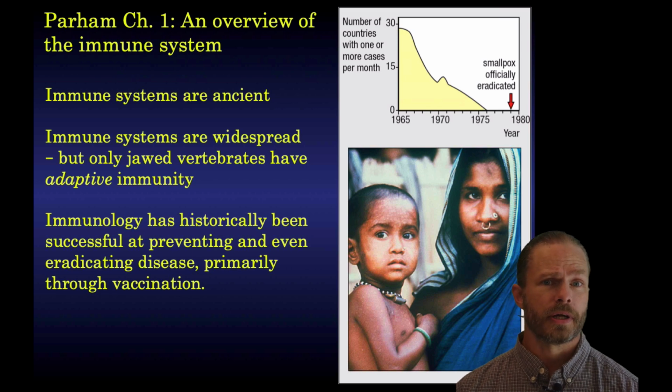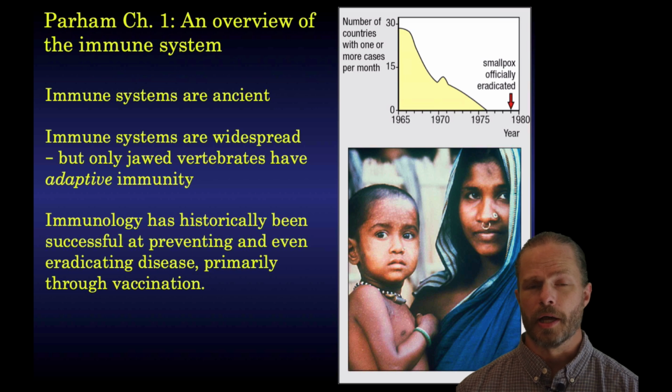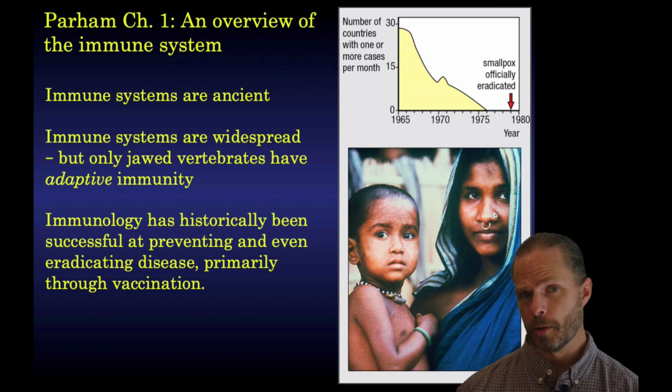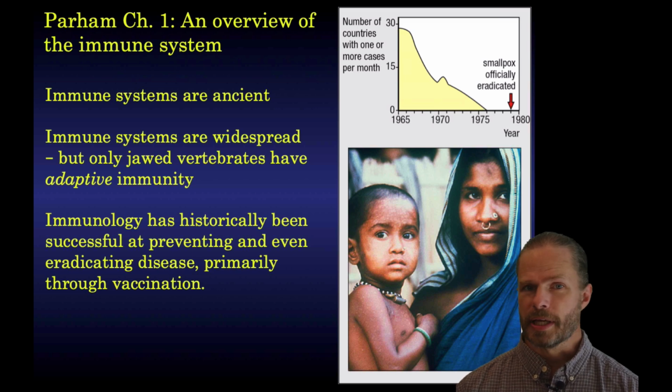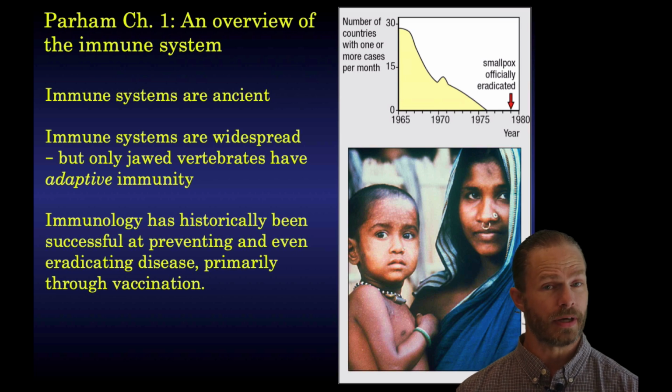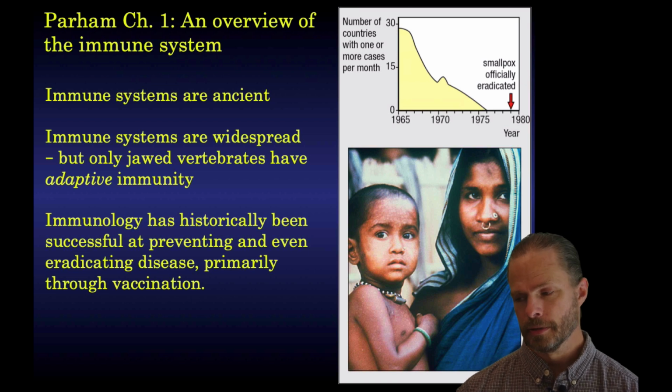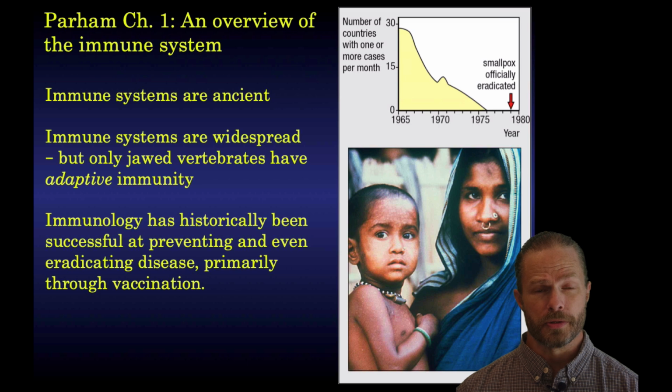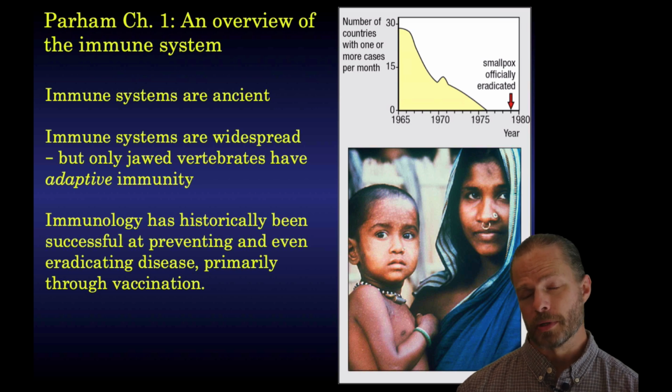Immunology is also historically a very successful discipline. It's had very practical benefits for humanity as a whole. If you could take a time machine and go back a couple hundred years to a world that didn't have vaccines, for example, people died routinely from all sorts of different things that we don't even really think about now, or are non-issues. Smallpox, for example, is one example that the textbook uses.